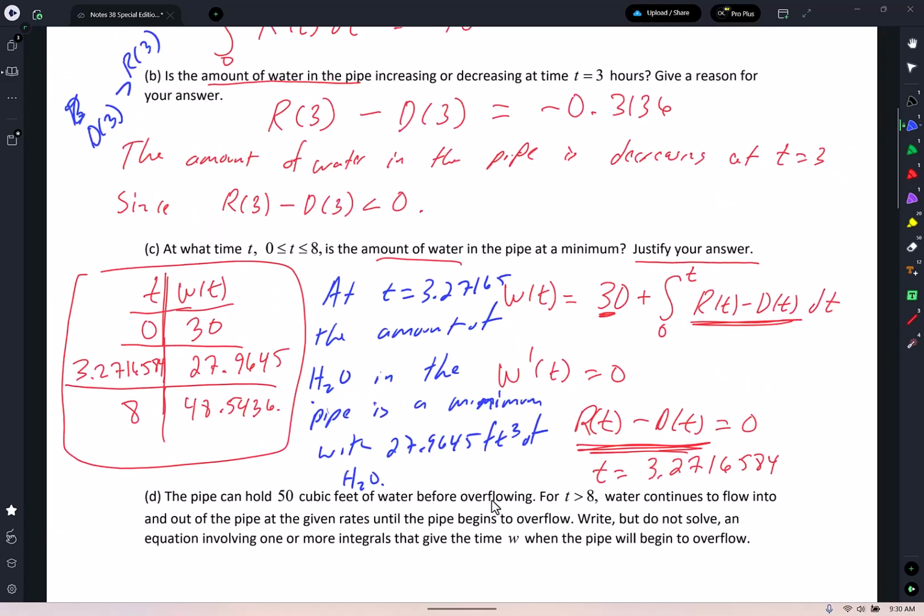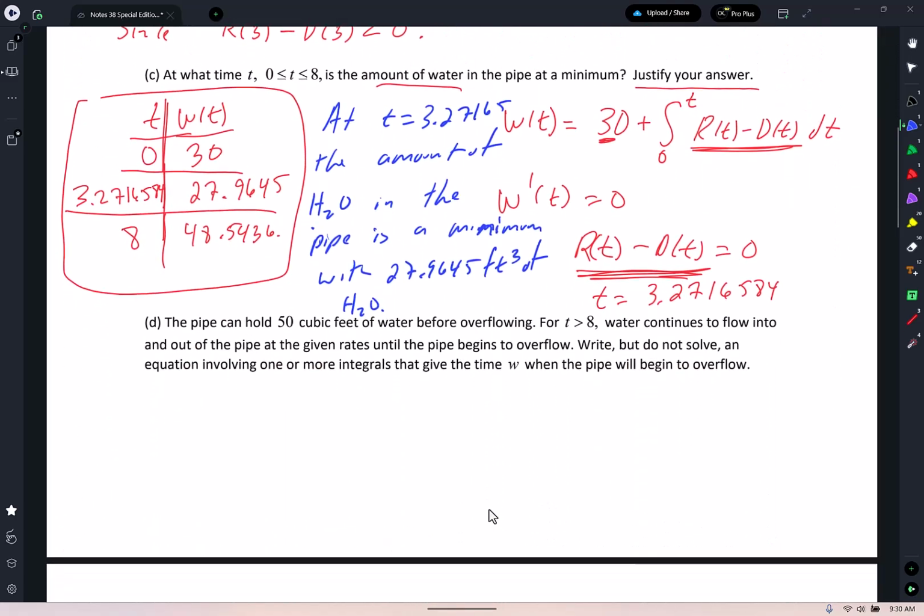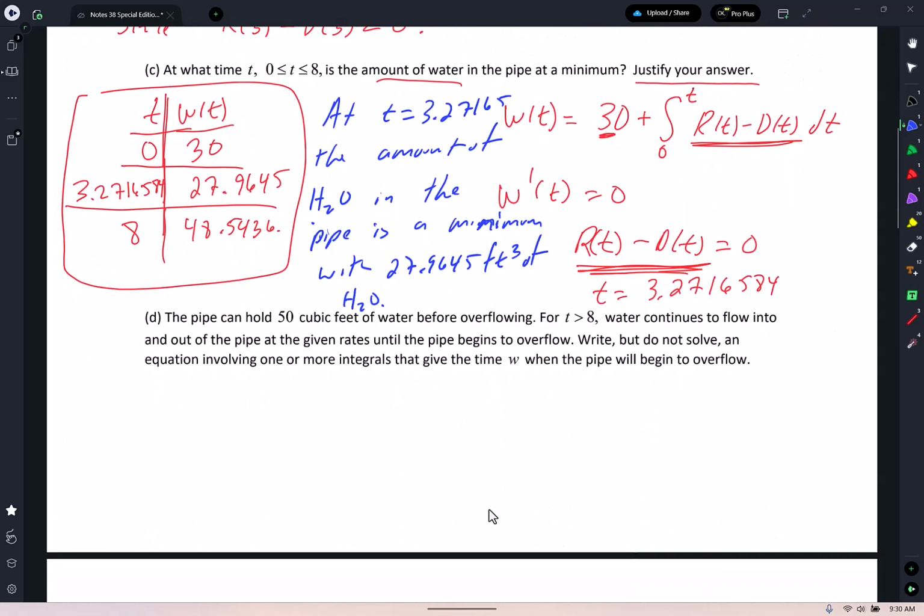Letter D. The pipe can hold 50 cubic feet of water before overflowing. Okay. For t greater than 8, water continues to flow in and out of the pipe at the given rates until the pipe begins to overflow. Got it. Write, but do not solve, an equation involving one or more integrals that give the time W when the pipe will begin to overflow. So time equals W. Okay. Let's see.